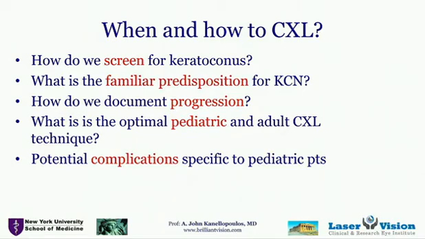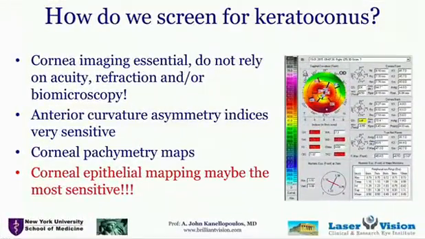This will become very important in the US, as there is going to be insurance reimbursement, and there already is, and they do require progression documentation. What is the optimal pediatric and adult CXL technique and potential complications? Now, how do we screen for keratoconus? It's unfortunate that most patients will seek help for keratoconus only if the visual acuity drops. And we have increased evidence that visual acuity is a very poor screening method for keratoconus. Cornea imaging is essential, so do not rely, even for the most skilled of you, on slit lamp biomicroscopy, refraction, and acuity to pick up keratoconus.